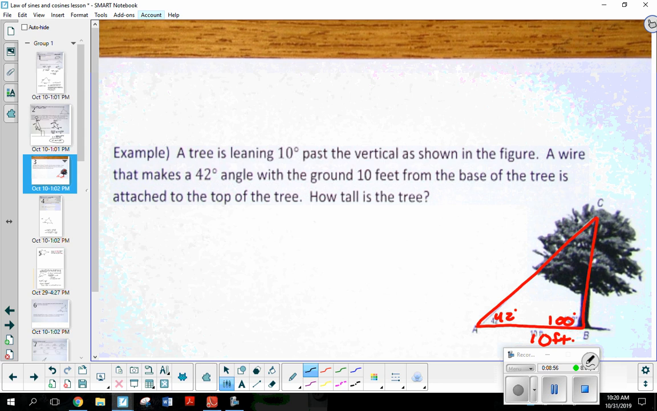Okay, so first you have to find that one. 42 is like 38 degrees. So then you can set up your proportion with sine 8 over.